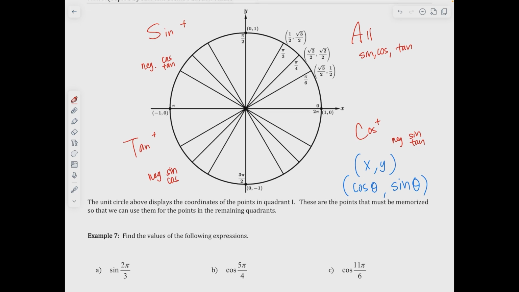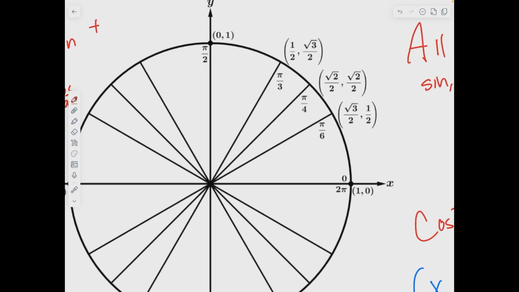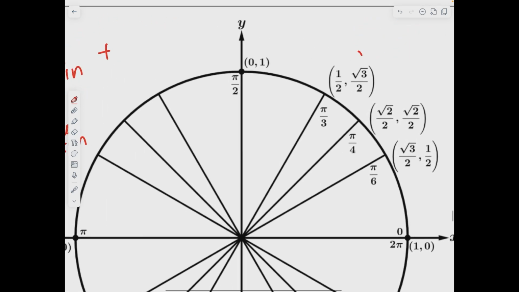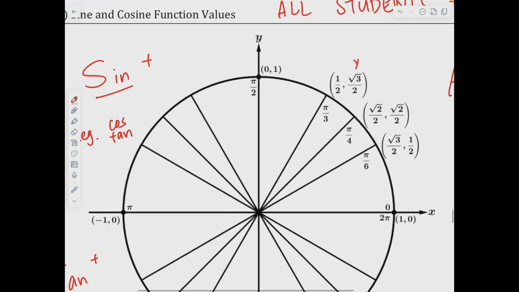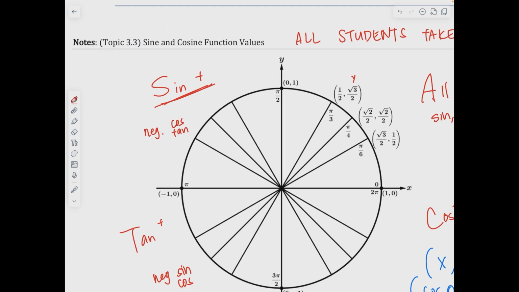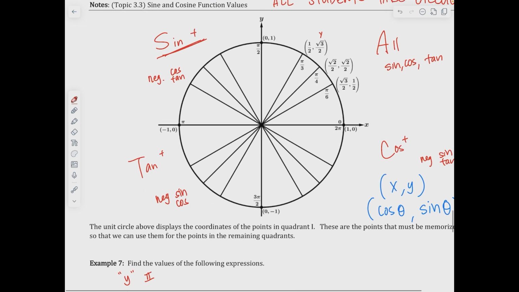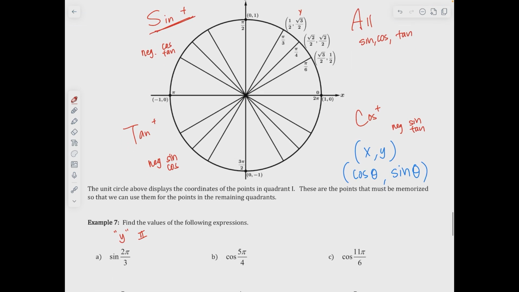Okay, so 7a, I want to find sine of 2 pi over 3. Sine is going to be the y value. It's going to be in quadrant number 2. So if I go to my pi over 3, here's my y value. And in quadrant number 2, I know that sine is positive. So my y value is still going to stay positive. My answer is just going to be root 3 over 2. And that's all I need there.